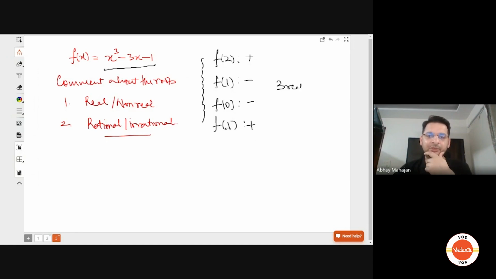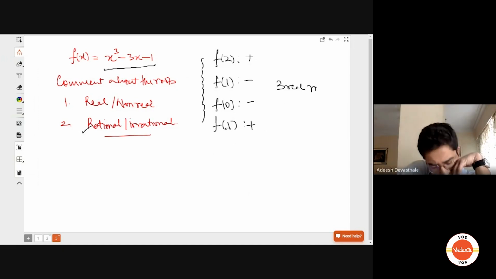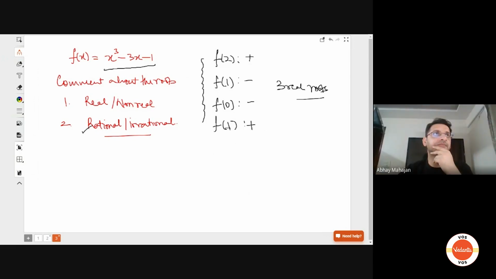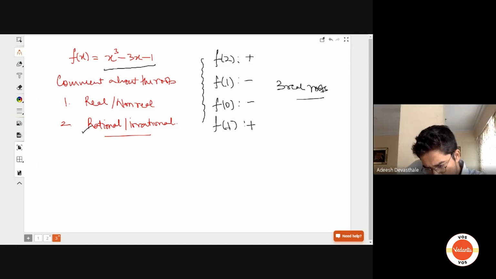Perfect. How about this? Rational and irrational. I think, can we use the rational root theorem somehow? Yes, you can. If the root is of the form P over Q, then P has to divide the constant term and Q has to divide the leading coefficient. The leading coefficient is 1. So I don't think there is a rational root.